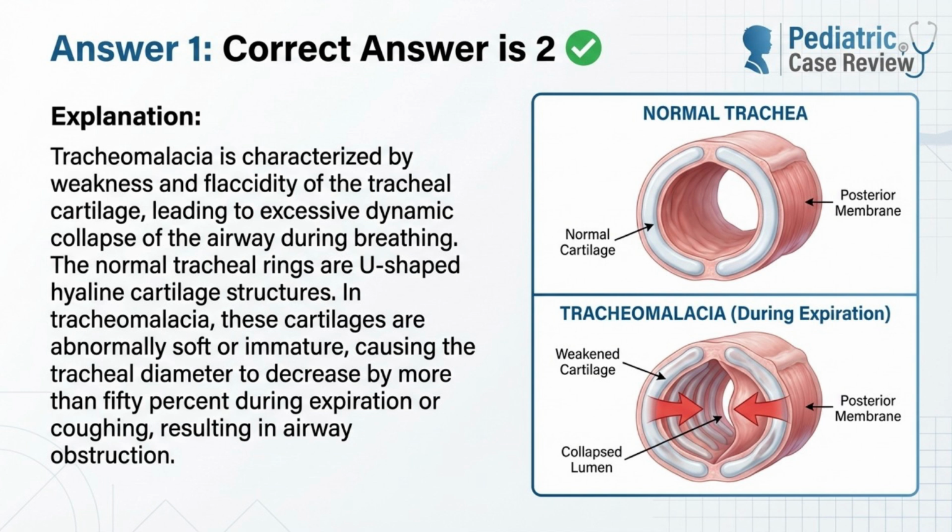Tracheomalacia is characterized by weakness of the tracheal cartilage. The diagram shows how this flexibility leads to excessive dynamic collapse of the airway during expiration. Normal U-shaped cartilage is abnormally soft, causing the diameter to decrease by more than 50%, resulting in significant airway obstruction.